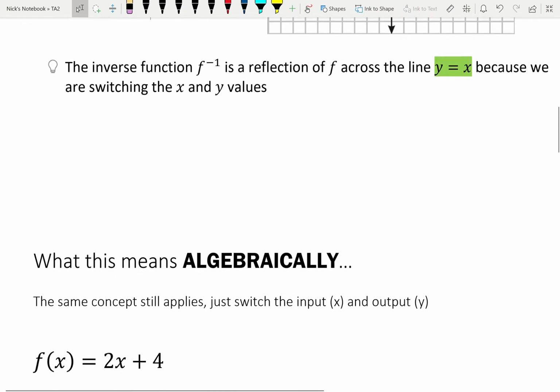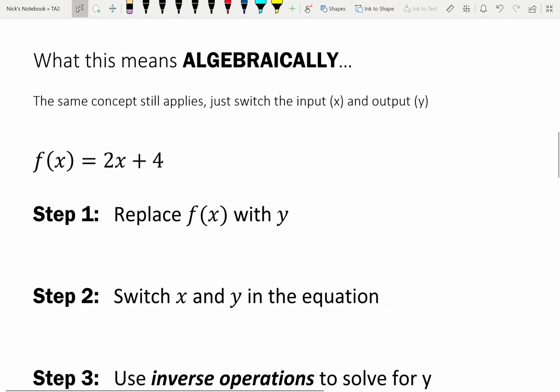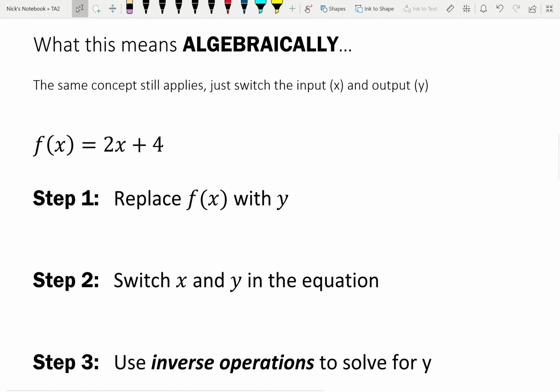Here's what we're going to do now algebraically. So the same concept still applies. We're just going to switch the input x and the output y. So we're given just some basic function of x, 2x plus 4. Okay, so here's the strategy that we do. We're going to replace f of x with y. So instead of this f of x, we're just going to write y equals 2x plus 4. Okay, just so it's a little bit easier to understand. When we have f of x versus y, y looks a little bit nicer.